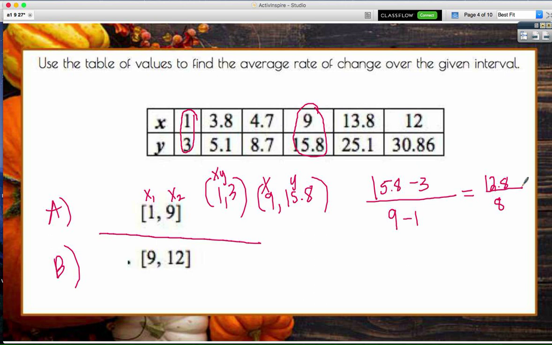So let's see what we get from, I'm sorry? 1 4/5, or what else? What is that as a decimal? Okay. Everybody check my work. Is that what you got? 12.8 divided by 8? Let's make sure before we keep rolling. We're good? Okay. Now I want you to try part B on your own. Recognize that 9, 12 is not an ordered pair, but it is a set of x values they're giving us that they want us to find the rate of change between those two x values.